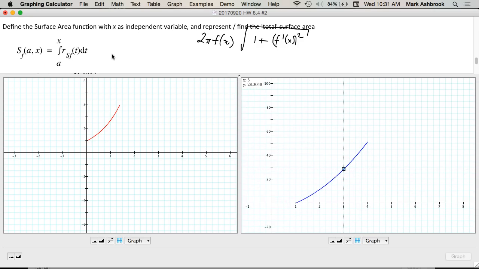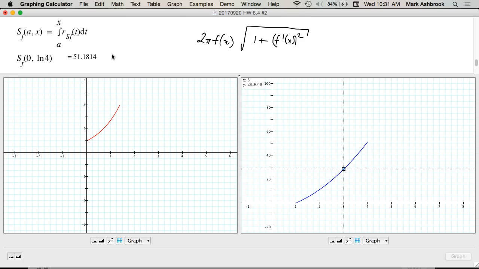Now your independent variable is x, and we're going to use that rate function we just wrote with t, dt. And I'm going to graph it over here.